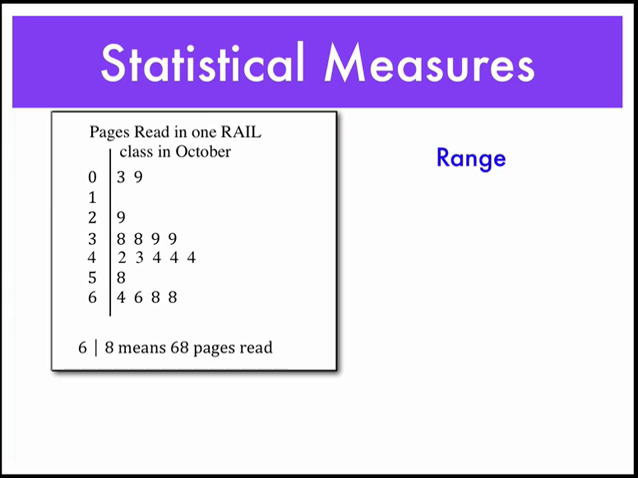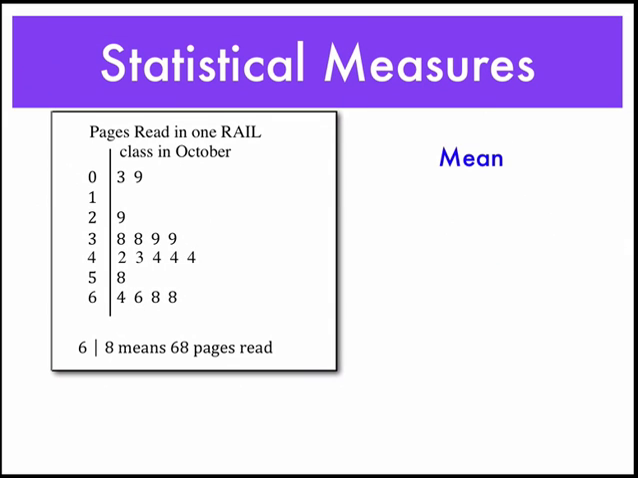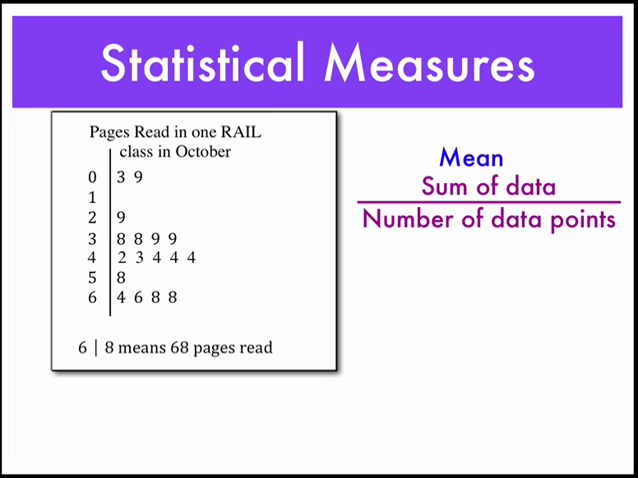First measure we're going to look at is the range. And the range might be the maximum minus the minimum, so 68 minus 3, which in this case would be 65. Another statistical measure that we use is the mean, which is the sum of all the data divided by the number of different data points that we had. So when you did that, what'd you get? 736 divided by 17 data points. Okay, which is about 42.29.